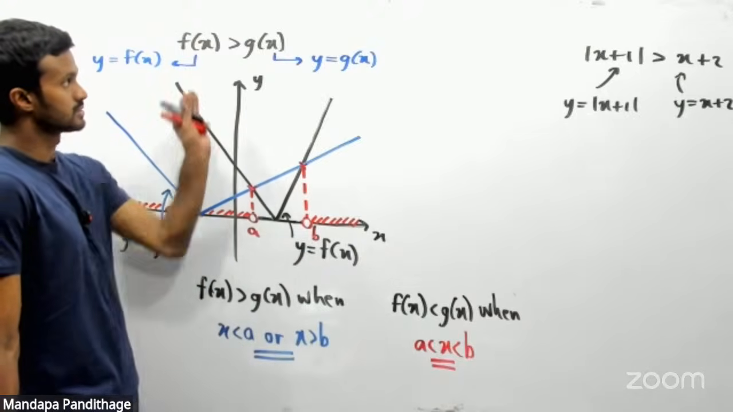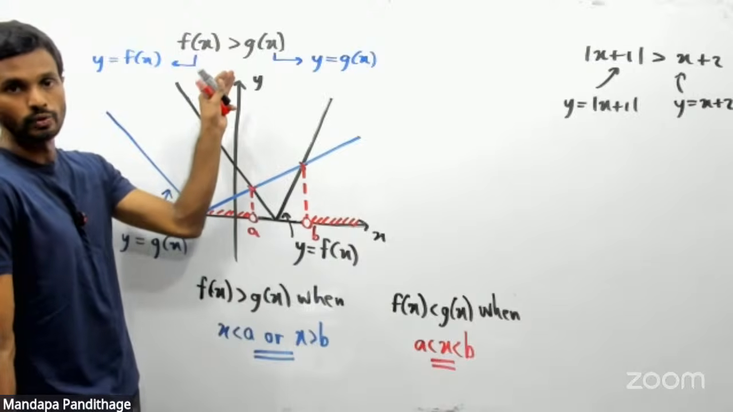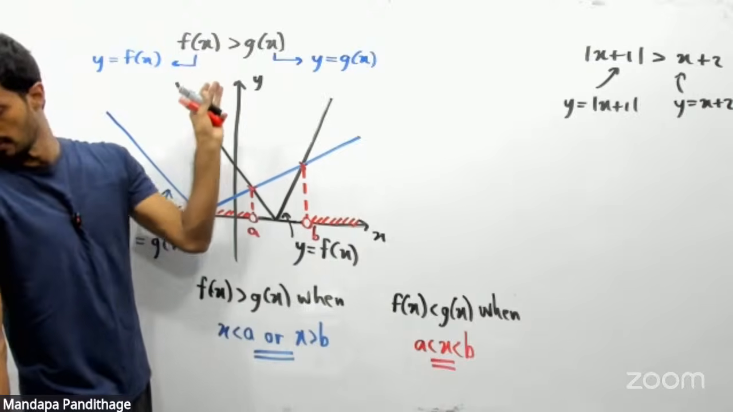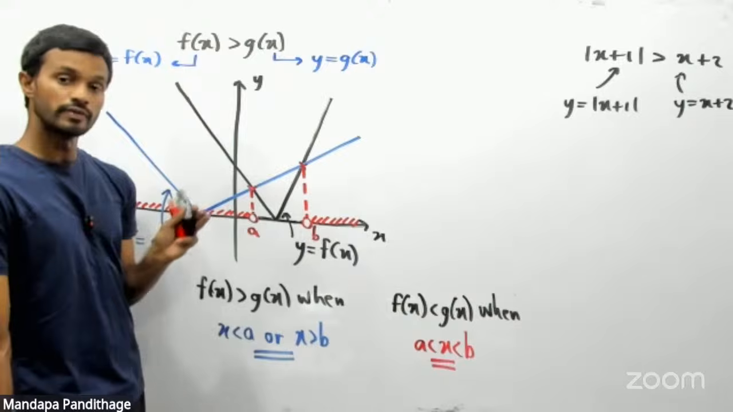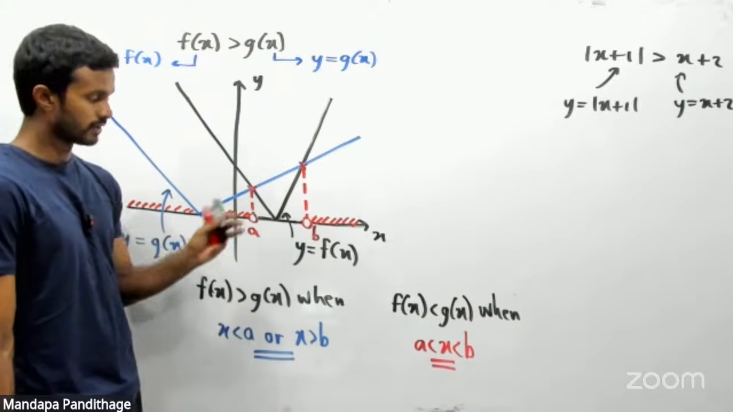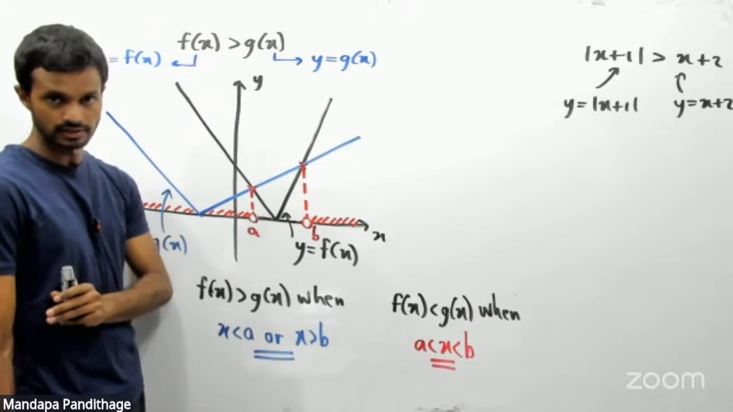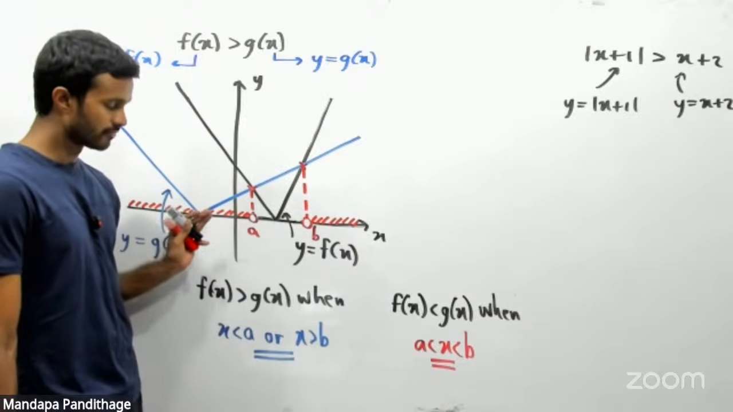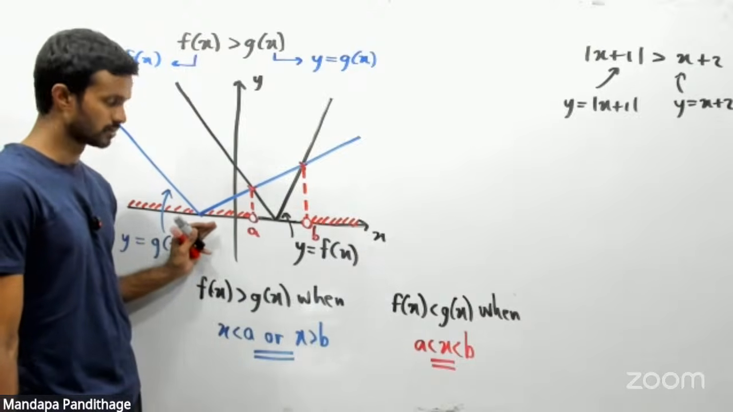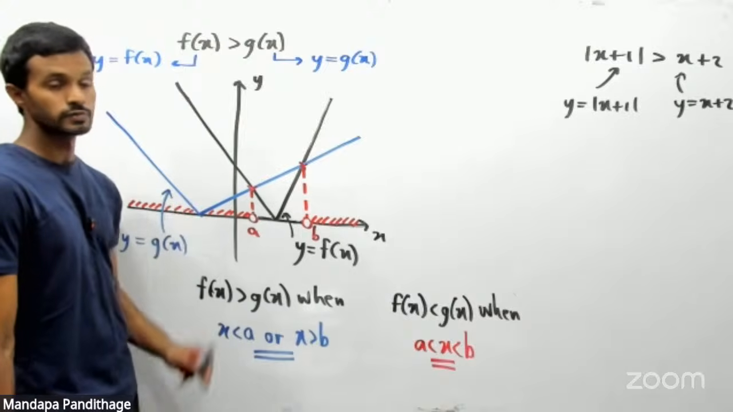Okay, so this is how we solve this. Let's say you have to solve this inequality. Draw the functions which you can see on both sides of the inequality on the same Cartesian plane, then find the x coordinates of the points of intersection, and then write down the suitable range which satisfies the inequality.